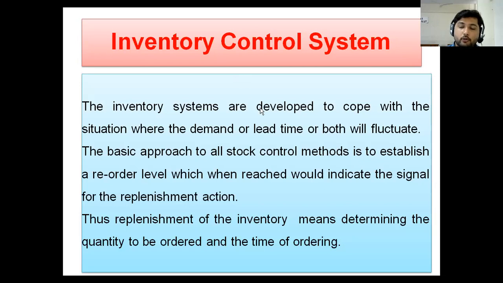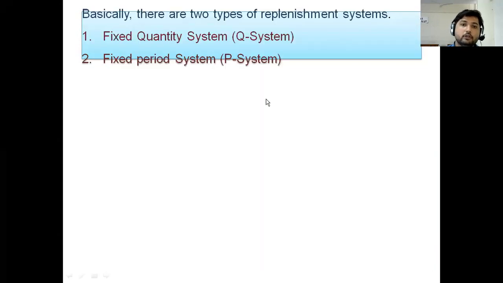Now this inventory control system has two types. The first one is a fixed quantity system, also called a Q system. The second one is the fixed period system, that is, the P type of system. So Q type means fixed quantity system, P type means fixed period system. The fixed period system is also called a periodic system. In this lecture we are going to discuss these two replenishment systems in detail.